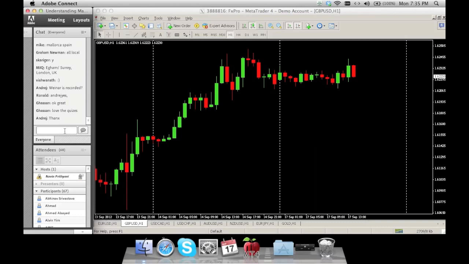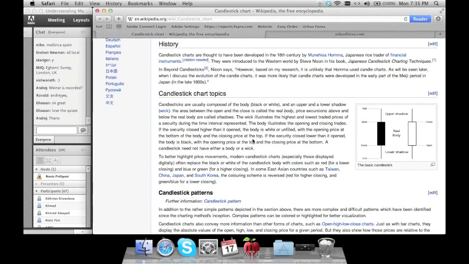Okay, so candlestick patterns. Basic history on candlestick patterns. Candlestick patterns were developed in the 18th century by this dude over here. He was a Japanese rice trader of the financial instruments. And then it was brought to the Western world by Steve Nison with his book, Japanese Candlestick Charting Techniques.